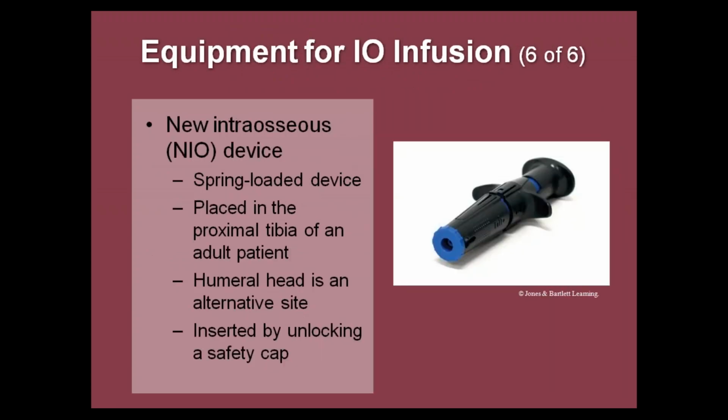Then there's also the new intraosseous device, the NIO. It's a spring-loaded device. I believe I saw a device like this back in Charlotte this last year at the GEMS convention, and a couple of companies are trying to push this. It's placed in the proximal tibia of an adult patient, with the humeral head as an alternative site, and it's inserted by unlocking a safety cap. So it's another device that offers some safety for us.